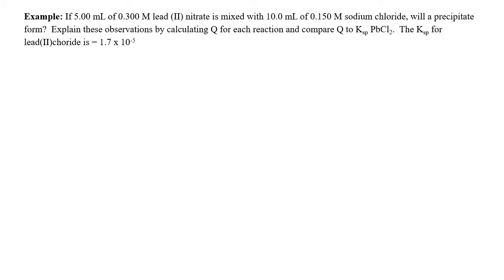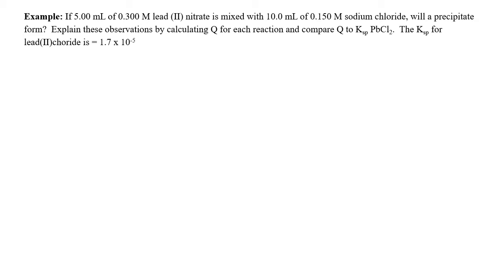Let's take a look at a problem. We've got 5 mL of a 0.3 molar lead nitrate, and we're going to mix it with 10 mL of a 0.15 molar sodium chloride. The question states, will a precipitate form? We're going to explain the observations by calculating Q and compare it to the KSP value. So the first step is we have to write our reaction to see what the precipitate is.